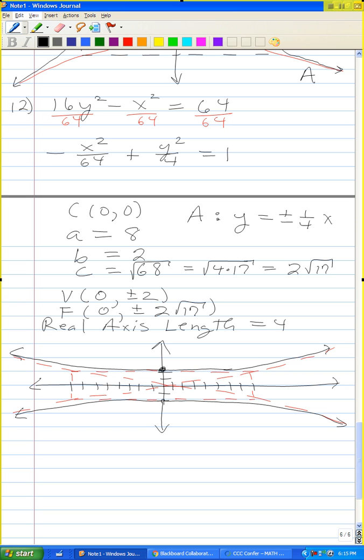Okay, and here are the vertices. Here is the center. So center, vertices, foci, 2. So that's the square root of 68. Let's see. So 68, 8. Is it really 8? Oh, that's just too far. 1, 2, 1, 3, 4, 5, 6. Oh, it's way up here.